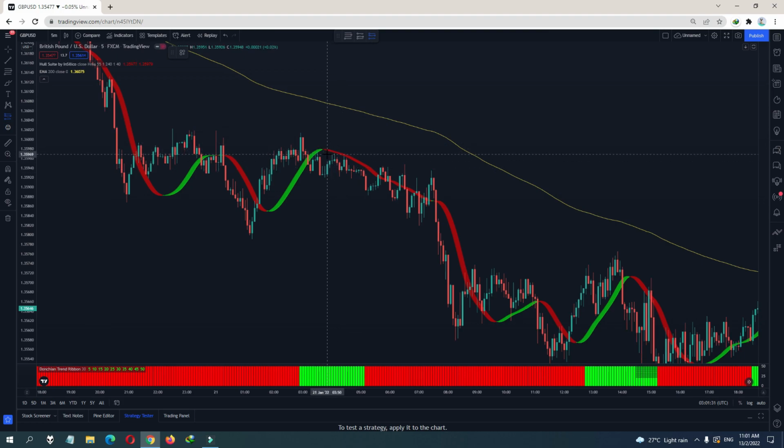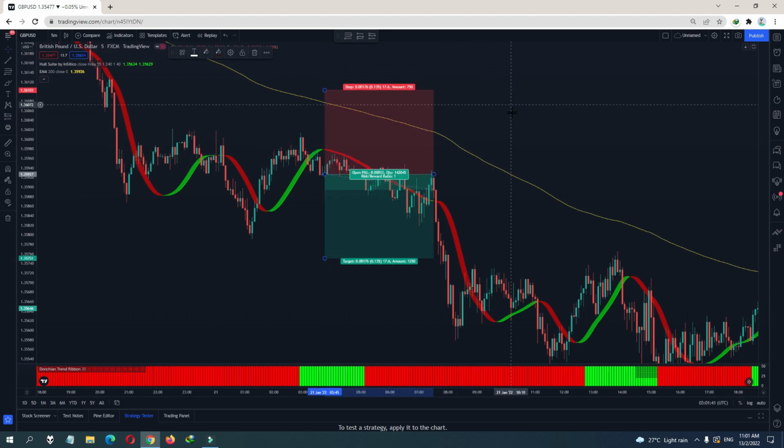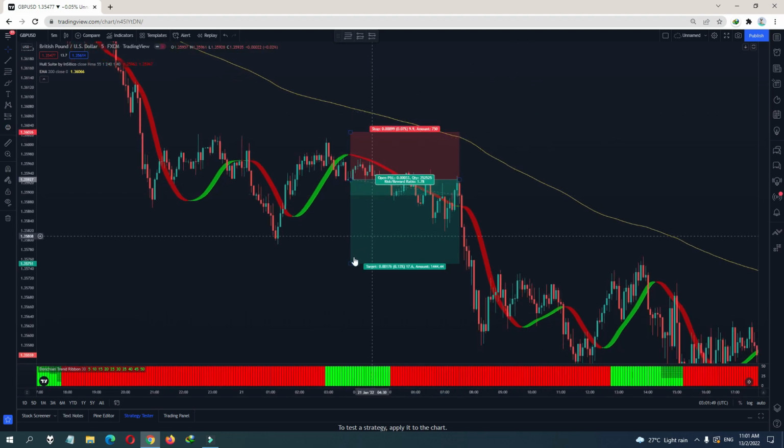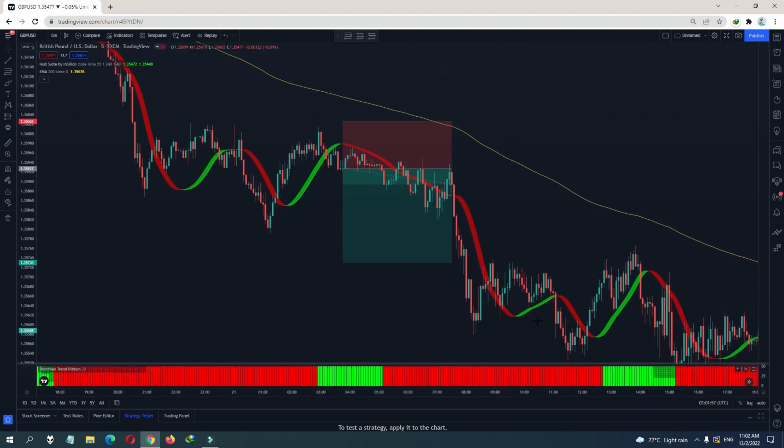to turn red from green, and you want the Donchian Trend Ribbon to be green. Okay, so this is a valid signal. Okay, it turns red here below the 200 EMA and the Donchian is green. So your stop loss is the last swing high, and you can target 1 to 2. Okay, 1 to 2.